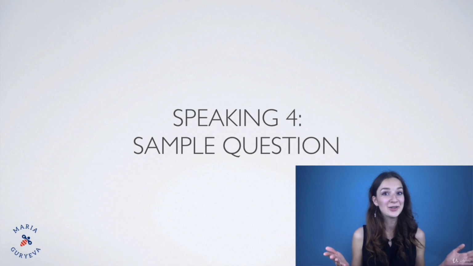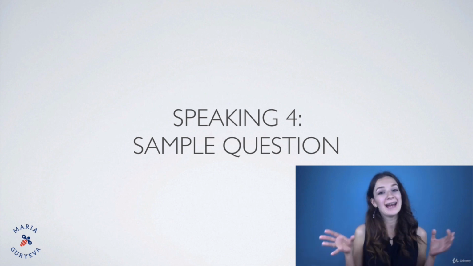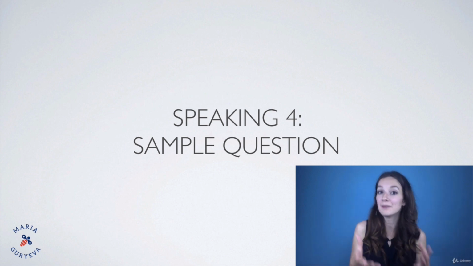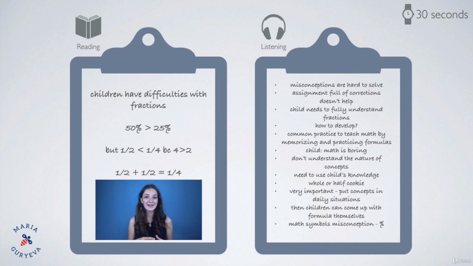Alright, how did it go for you? Let's have a look at the notes that I took and compare them to your notes. So these are the notes that I took from the reading passage. I wrote down that children have difficulties with fractions. I wrote that 50% is more than 25%, but 1/2 is less than 1/4 because 4 is more than 2. Okay, this is according to the children. Of course, that's not true. And also I wrote that 1/2 plus 1/2 is 1/4 according to the children, which is also wrong.